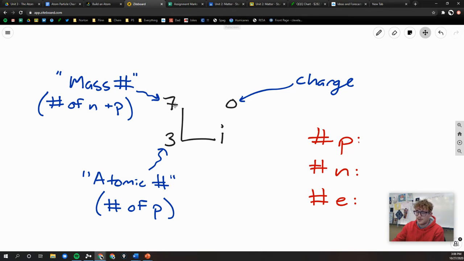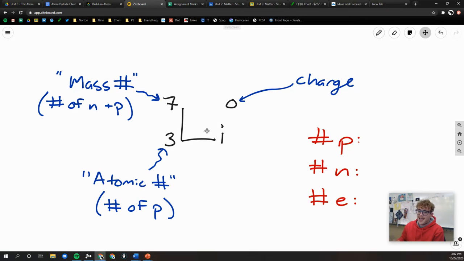So how many are going to be neutrons? 4. Why? Because remember, the mass number tells me how many neutrons and protons I have. So if the bottom number tells me how many protons I have, then if I subtract the bottom number from the top number, I'm going to get just my number of neutrons. All right. Then over here is the charge. That is a 0. If it's not shown, then it's 0, but you can write a 0 if you want to. That just means it's a neutral atom overall.